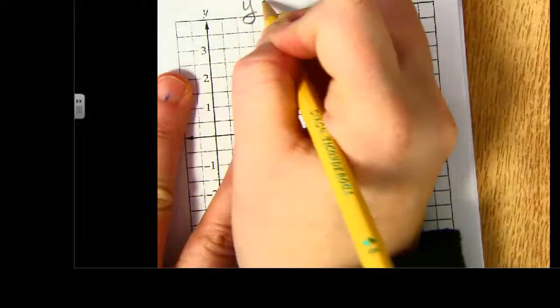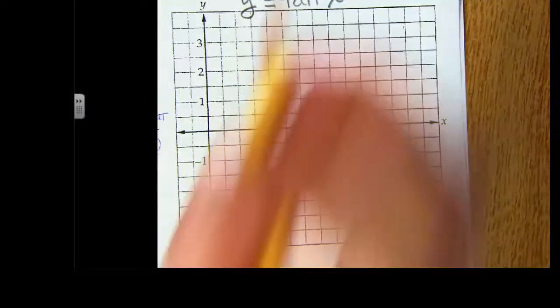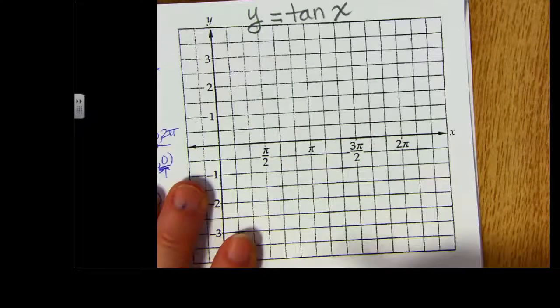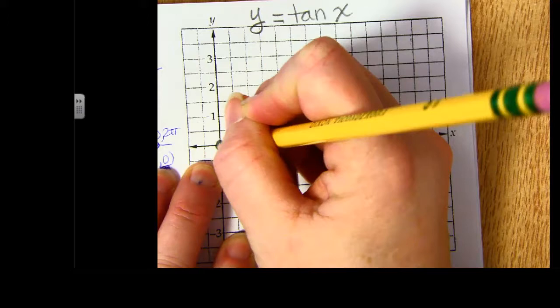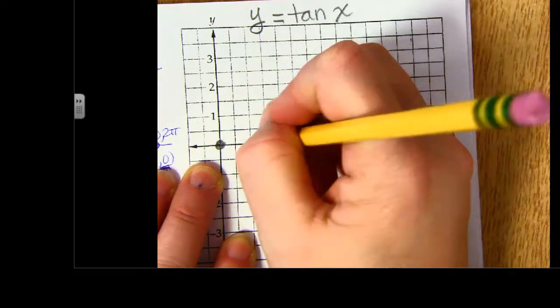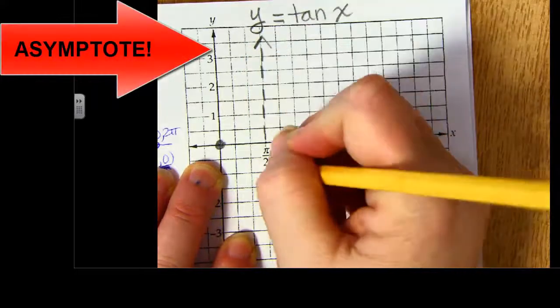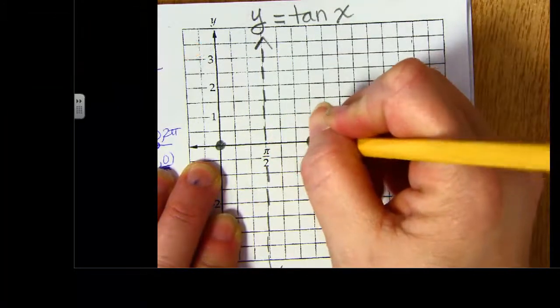Parent graph is tangent of x. So again, I want you to think about your unit circle. I'm not going to draw it, but think about values along it. At 0 radians, the tangent of 0 is 0. So plot the point 0, 0. At pi halves radians, tangent's undefined. So there I get to draw a dotted line, or an asymptote. You've seen those before. We're going to see them again now.